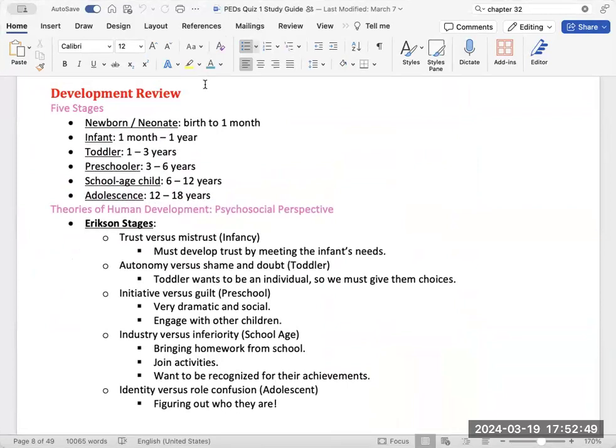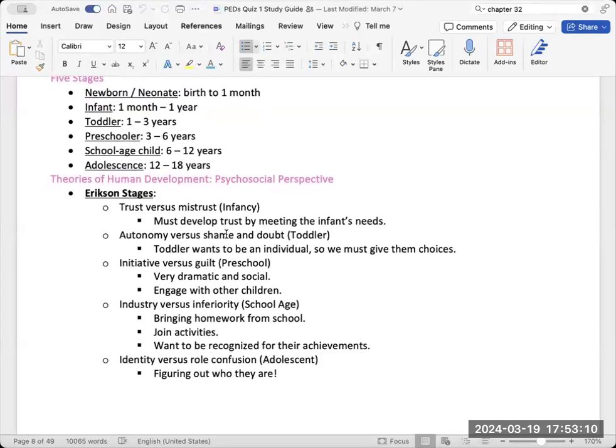And the five stages, or the ages, are newborn or neonate, birth to 1 month, infant 1 month to 1 year, toddler 1 to 3 years, preschooler 3 to 6 years, school age 6 to 12, adolescent 12 to 18. Those are your age groups, so know them. And you also need to know Erikson's stages. She's going to ask about that, right? In infancy, they have trust versus mistrust, and infants must develop trust. And you do that by attending to their needs right away. So when a baby cries and you attend to them right away and you cuddle them and you figure out what's going on, you're helping develop trust.